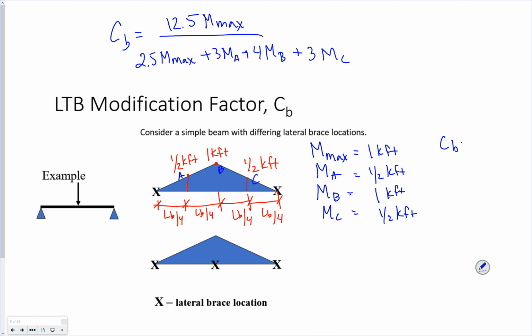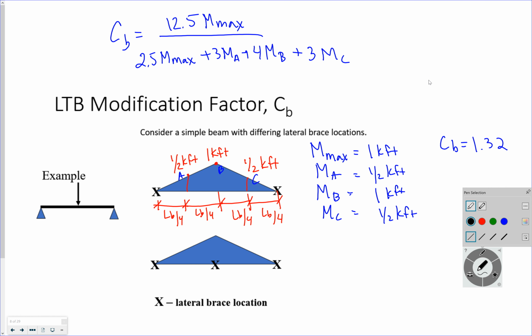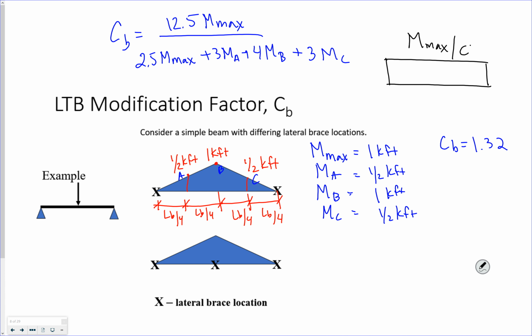I got a value of about 1.32. That means my uniform moment that I need to design for, my equivalent uniform moment, is my M max over my CB.